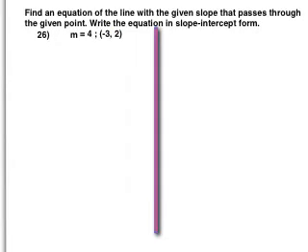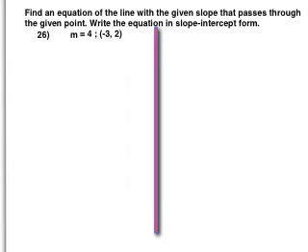Okay, number 26. I'll read the problem first. Find an equation of the line with a given slope that passes through the given point. Given slope being 4, given point being negative 3, 2. Write the equation in slope-intercept form.